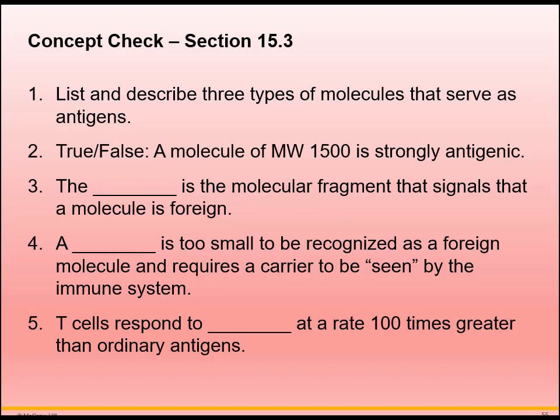Question 5, a T cell responds to blank at a rate 100 times greater than ordinary antigens. So this would be the specific antigen called a superantigen, which we spent quite a while talking about. And that's the end of section 3.